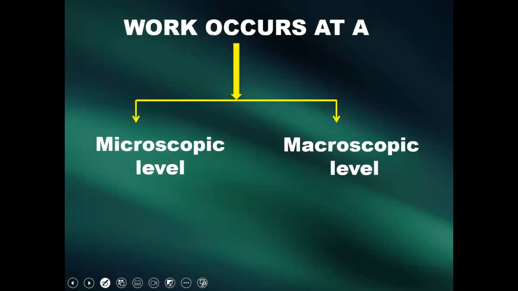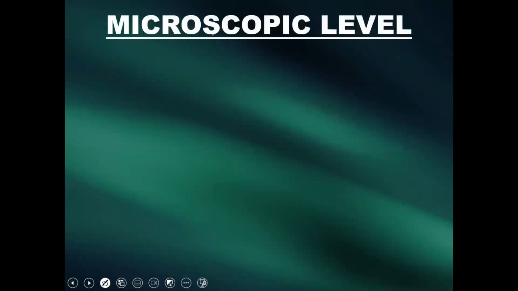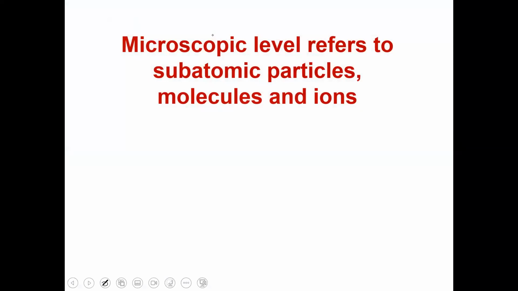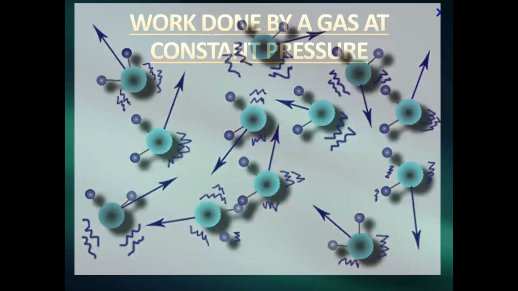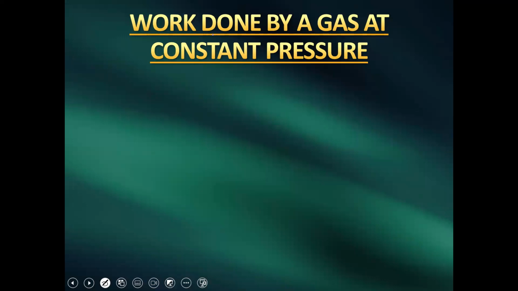Work occurs at a microscopic level and at a macroscopic level. Microscopic level means molecules, ions, and other particles. Macroscopic means things like ourselves, vehicles, and other objects. At a microscopic level, we refer to subatomic particles, molecules, ions; they collide, and they also do some work. The example here is the work done by a gas at constant pressure.